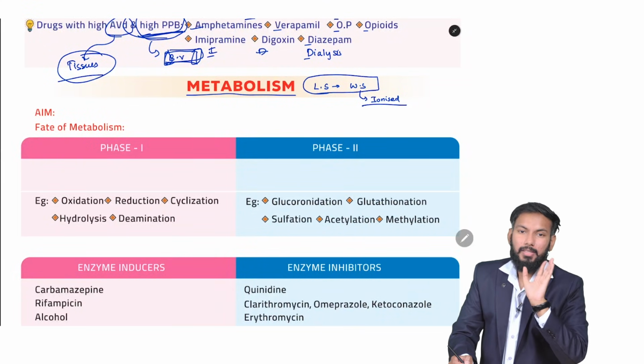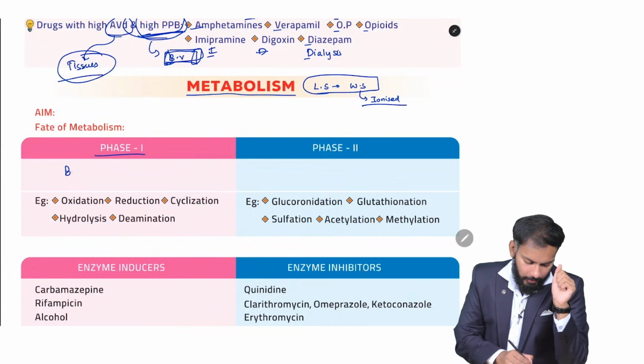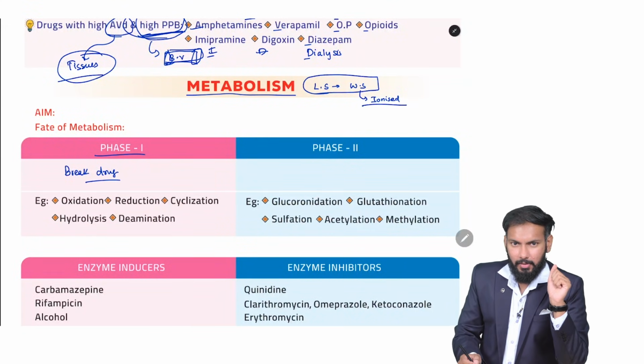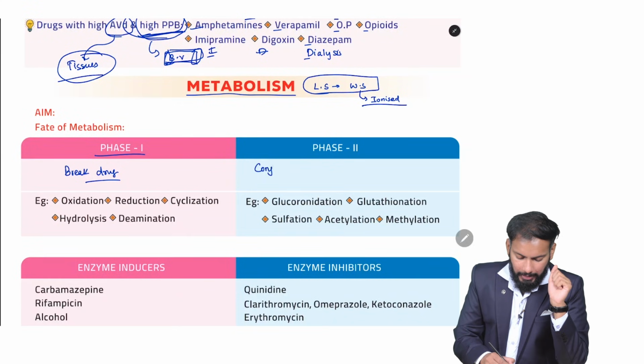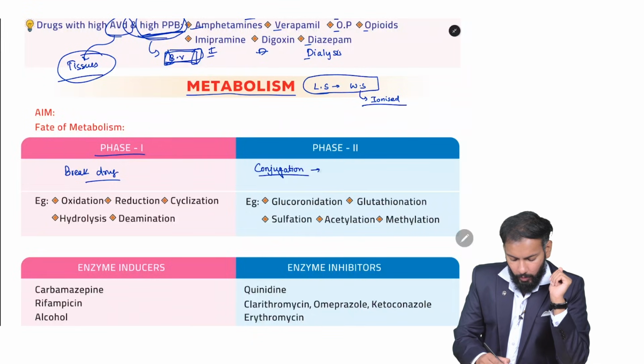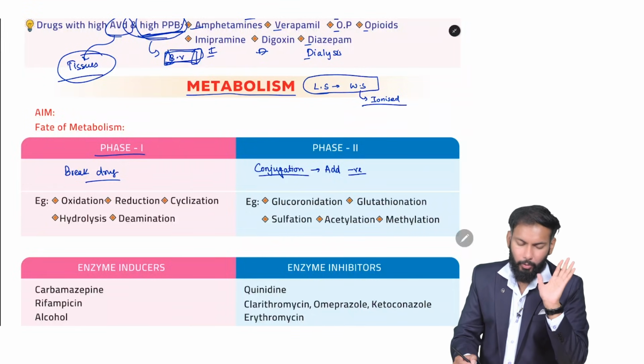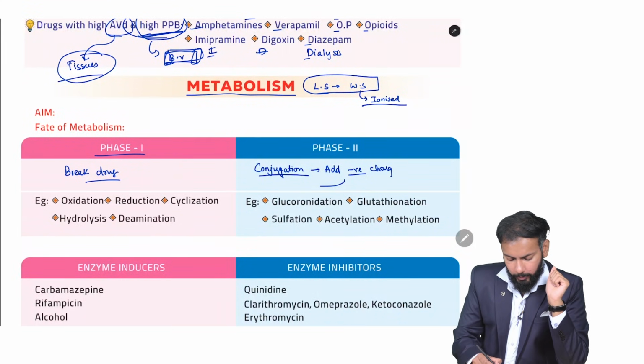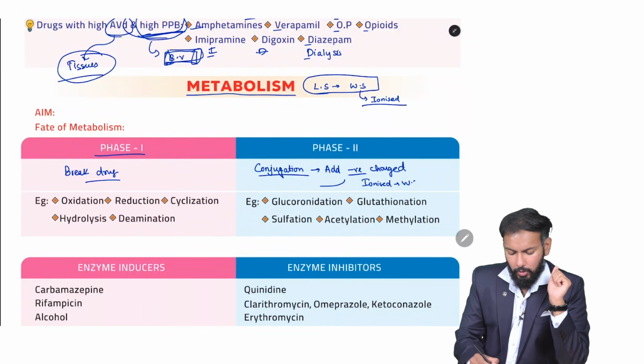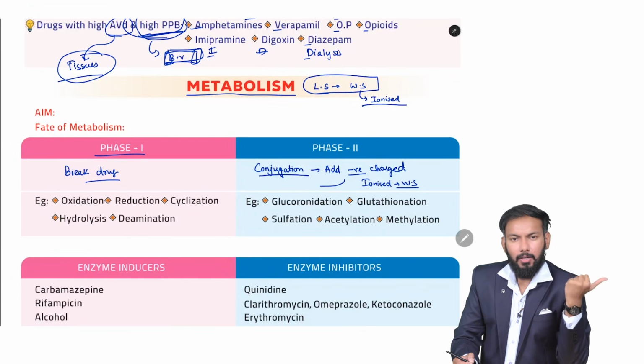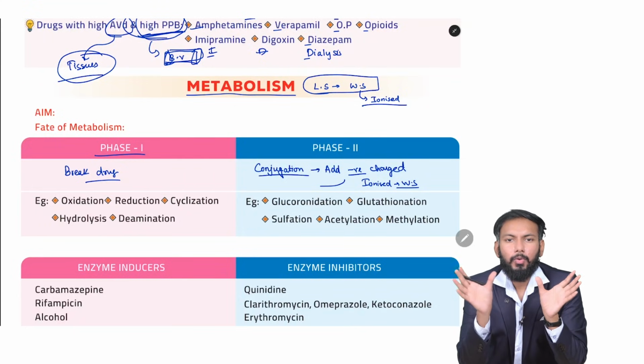There are two phases. First phase will break the drug. Second phase, there will be a conjugation reaction. What will this conjugation reaction do? We will add a negatively charged molecule to these pieces of the drug. So, these have become ionized. That means they have become water soluble. That means they will be excreted. That's all. Did you understand? So, this is what we are doing in metabolism.